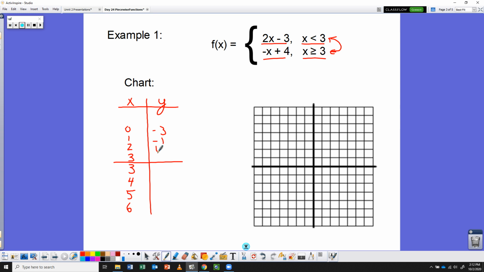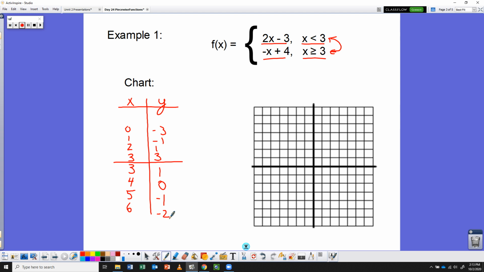2 times 3 minus 3 is going to be 3. Then for the numbers that are below the dividing line, I'm going to be using the bottom formula. These are numbers that are greater than or equal to 3. So negating 3 plus 4 makes 1. Negating 4 plus 4 makes 0. Negating 5 plus 4 makes -1. Negating 6 plus 4 makes -2.